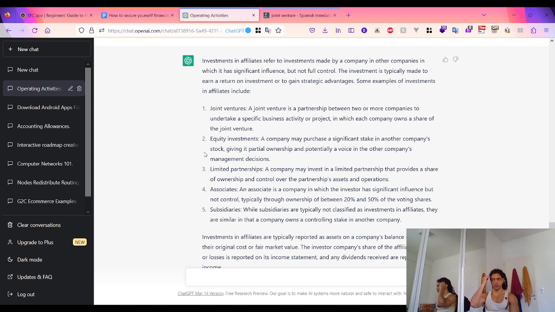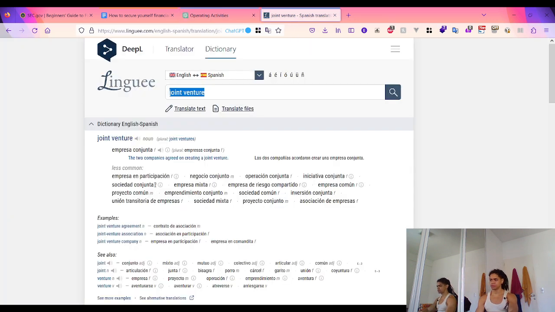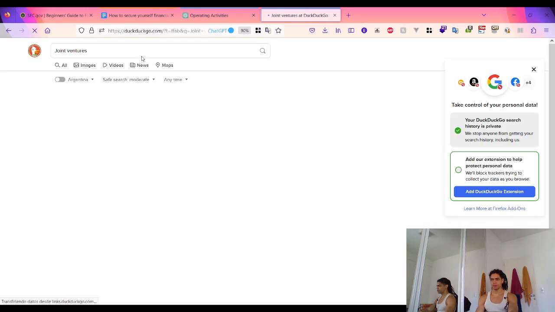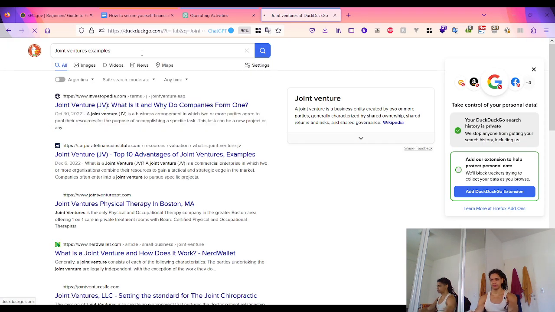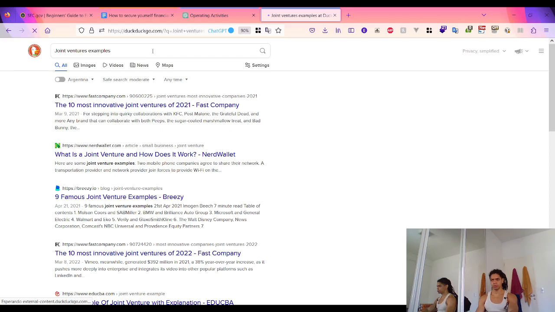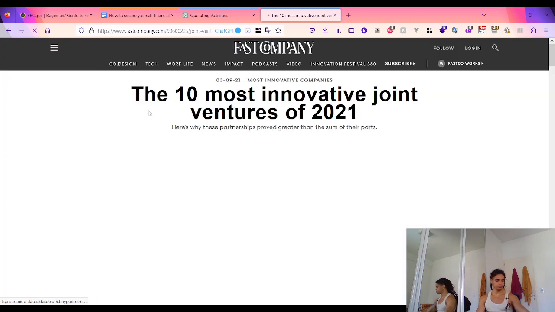So a joint venture is a partnership between two or more companies to undertake a specific business activity or project in which each company owns a share of the joint venture. Equity investment. Examples of joint ventures, for example here, joint venture examples, according to fastcompany.com.